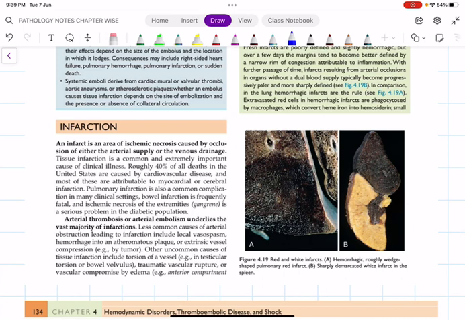Infarct is nothing but an area of ischemic necrosis caused by occlusion of either the arterial supply or venous drainage. The most common types of infarction we encounter are pulmonary infarction, bowel infarction, or any ischemic necrosis like gangrene, diabetic foot gangrene. All these are also types of infarction. Infarction mainly refers to coagulative necrosis. Arterial thrombosis or arterial embolism is the most common cause rather than venous.